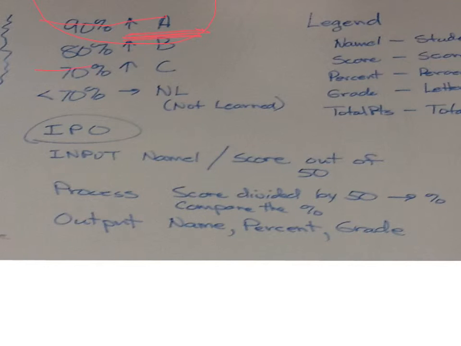So we talked about input, output, and process. You're going to put in their name and some score out of 50. The process will have to divide the score by 50 to get a percent, and then we'll compare this percent to our categories. We're going to print out the name, percent, and grade. We made a legend, and instead of putting 50 into the program, we said we're going to put in the total points. So we're going to set that, which is what we'd call initialization.